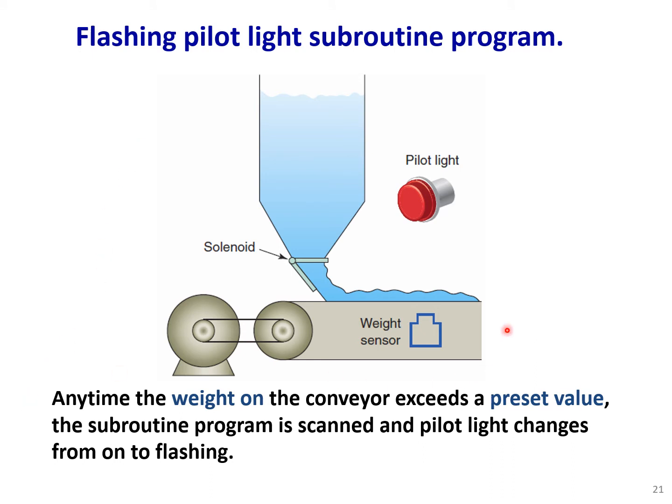Anytime the weight on the conveyor, this is a conveyor, exceeds a preset value, the subroutine program scans and the pilot light changes from on to flashing. Here we have a sensor that weighs the material on the conveyor, and when the weight goes beyond the limit or exceeds the preset value, then that subroutine for flashing should be activated.